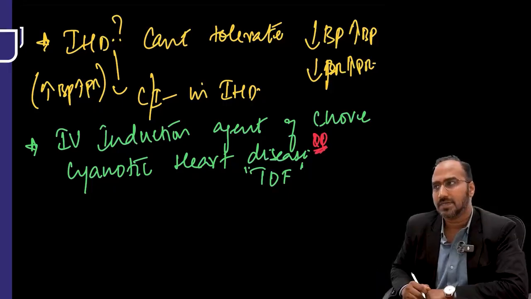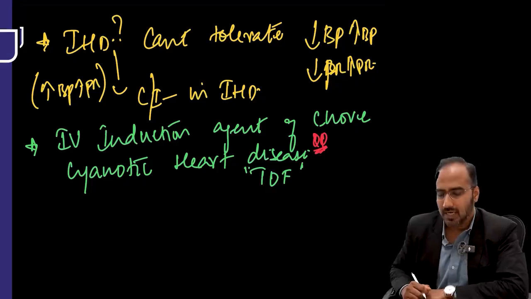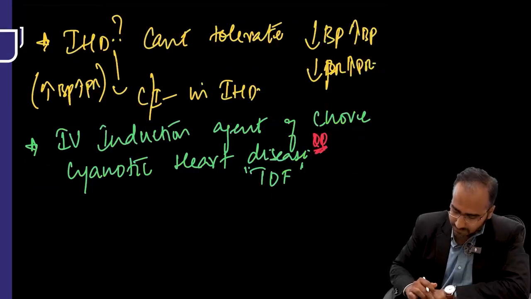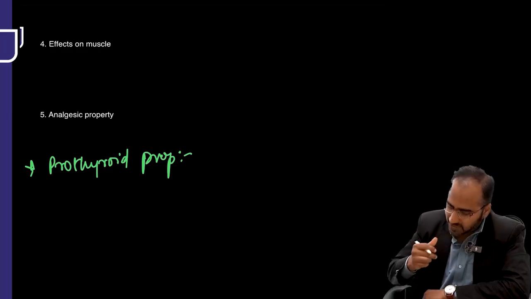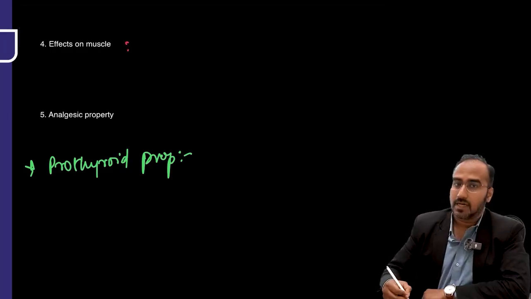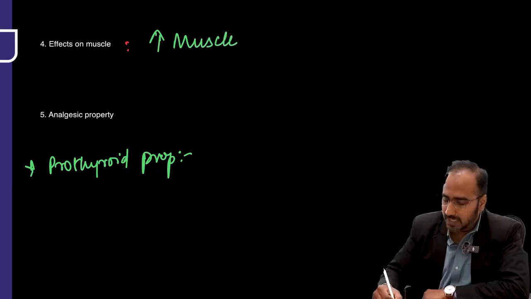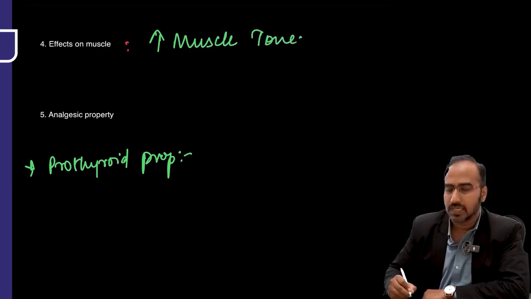So cardiovascular system. CNS we have discussed, respiratory we have discussed, cardiovascular we have discussed. Next system is muscle. What is the effect of ketamine on muscle? Ketamine increases the muscle tone.